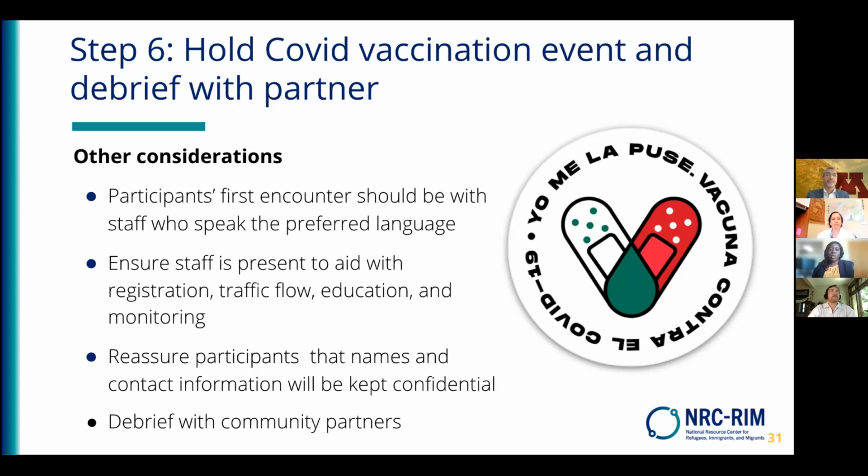Also ensure that you have additional staff present, on your team and from the community partners as well. As we talked about previously, before the event, do an assessment of how many people you need from your team to be out there and how many people you need from the community partners, making sure there's enough staff to help with things like registration, traffic flow, where to put the cones, where to direct the vehicles for parking, and also education and monitoring, like I've referenced before.